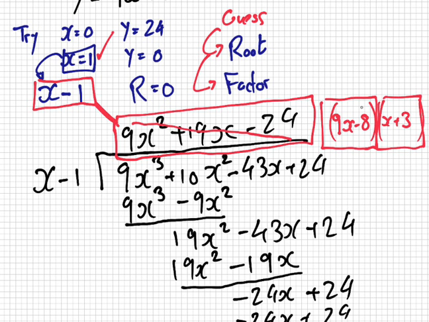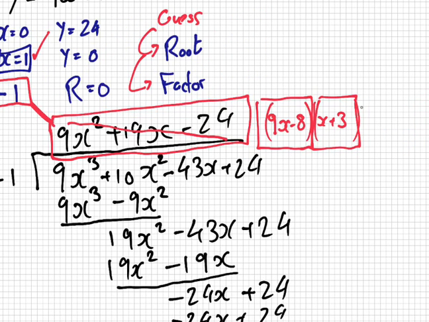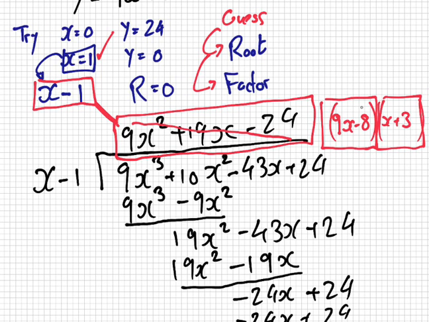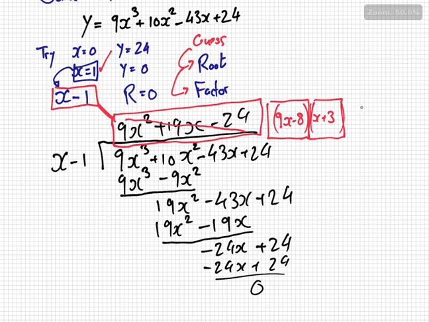Continuing here. So I have three factors. I have three roots. My three roots are, where did I write them? x equals 1 or 8 over 9 or minus 3. So I have three roots.